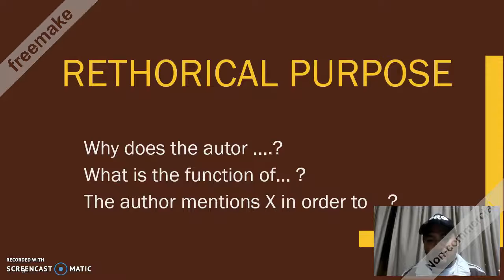But something that you have to focus on is the third sentence that I am showing you, because I had some problems with it previously. The author mentions X. If you read just the author mentions X, you can think that it is a factual information question. But if you notice, you have in order to. So this in order to means that it's a rhetorical purpose question, because it's not something that is in the text, but you can notice from the text what is the purpose that the author mentions something in this question.